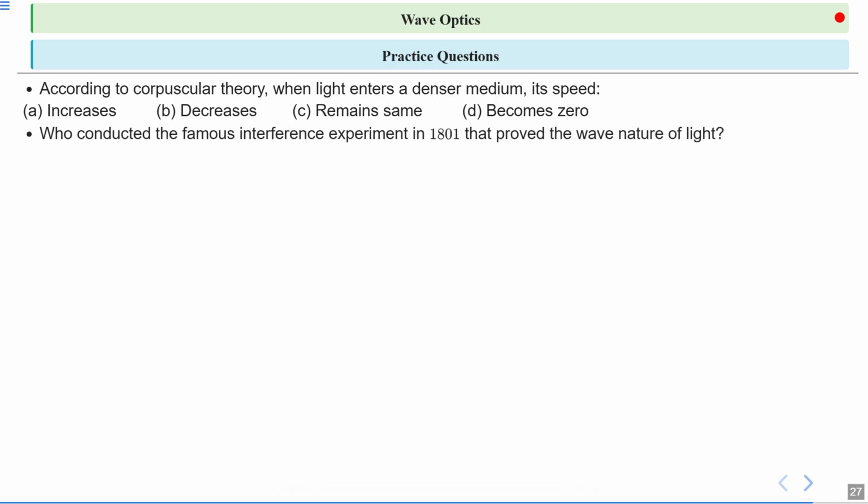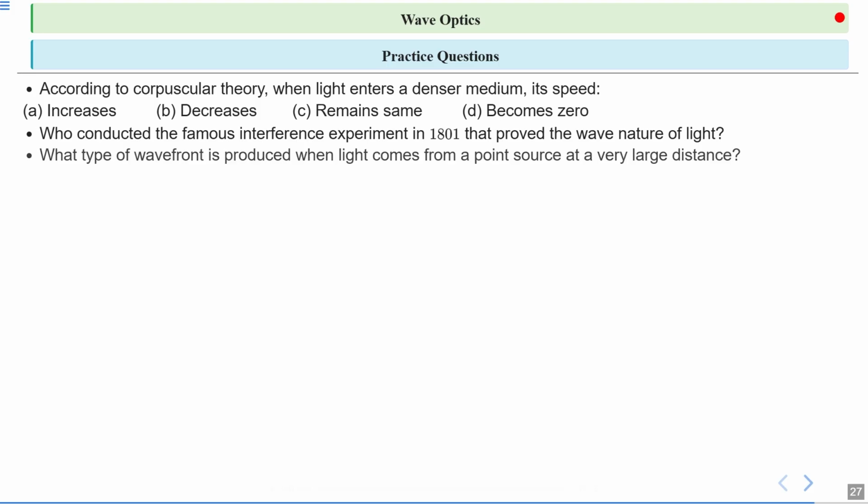Now, next question. Let's talk about a pivotal experiment in the history of physics. Who conducted the famous interference experiment in 1801 that demonstrated the wave nature of light? So consider a point source of light that's very far away. What type of wavefronts does it produce? This concept is important because it helps us understand how light travels over long distances.